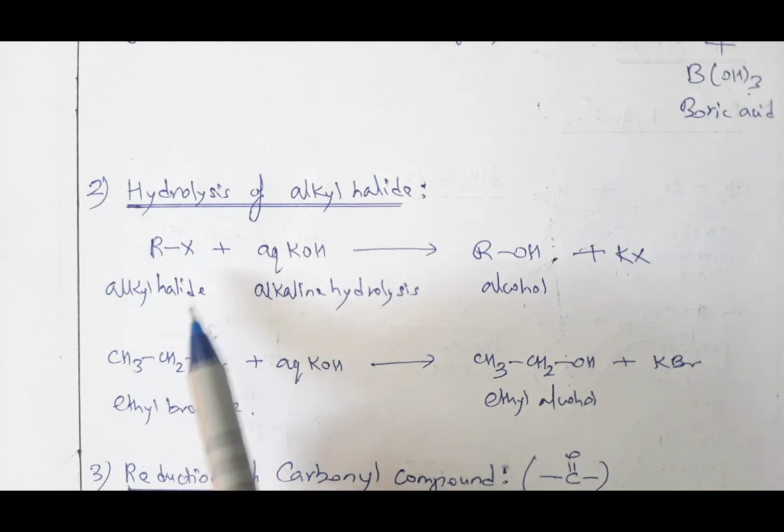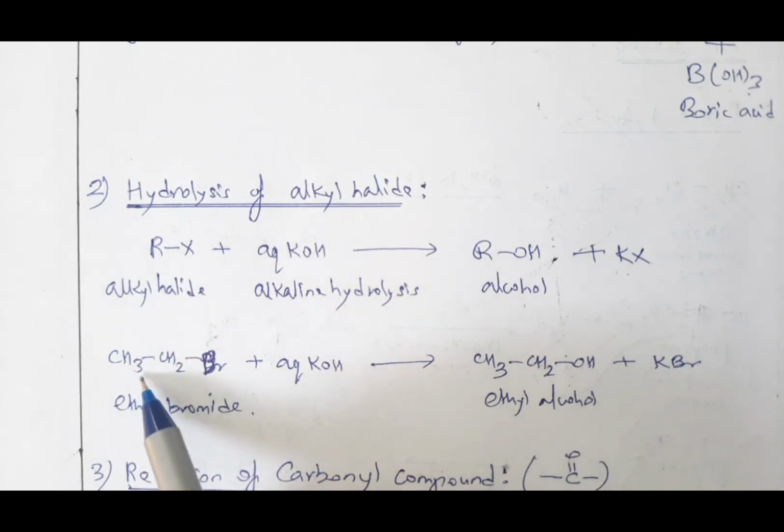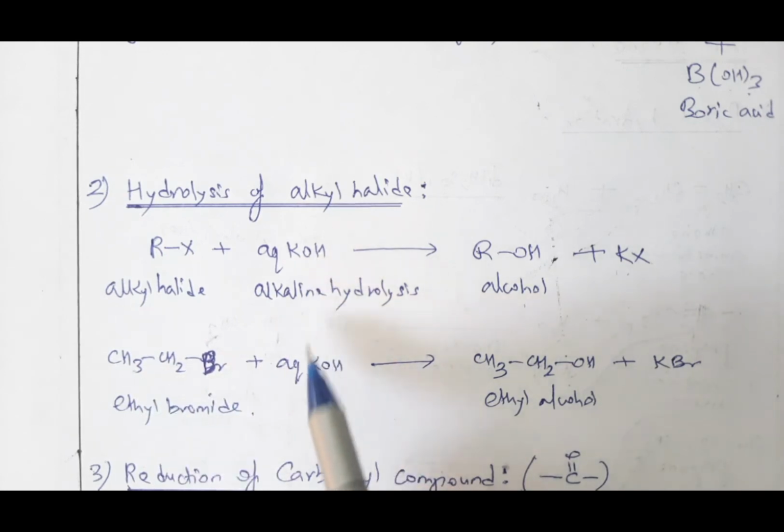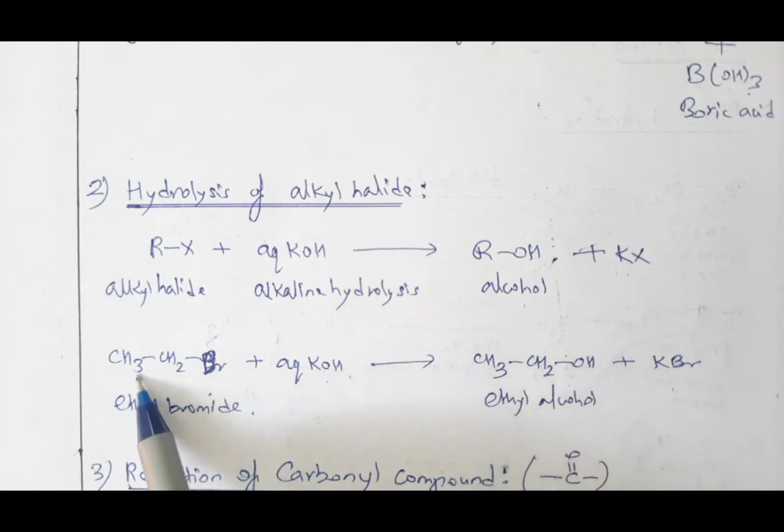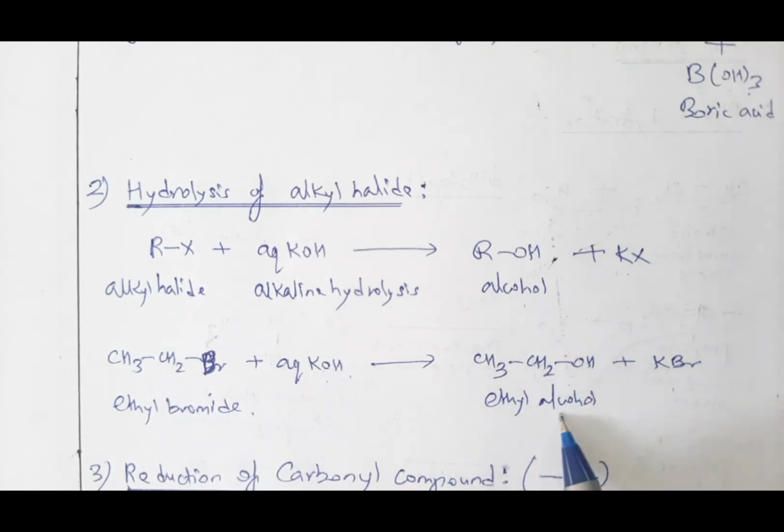So let us take one particular example. R can be replaced with ethyl, CH3CH2 means ethyl, X means bromide, so this is called ethyl bromide. You are doing alkaline hydrolysis with aqueous KOH. This K will take Br to form KBr, then this CH3CH2 goes with OH to form ethyl alcohol. So this is how we prepare alcohol from alkyl halide by reacting with aqueous KOH.